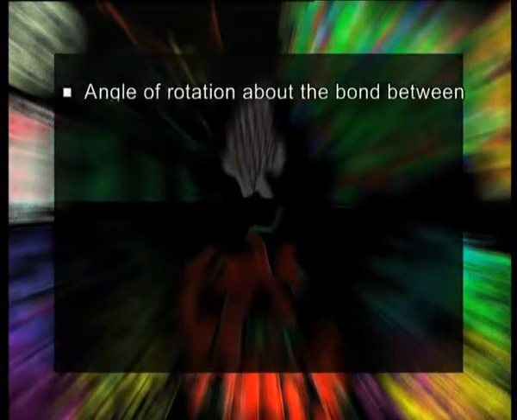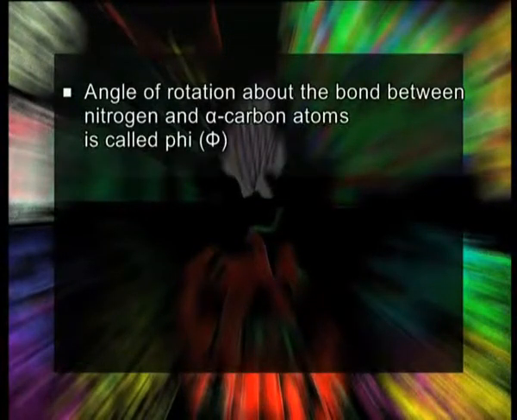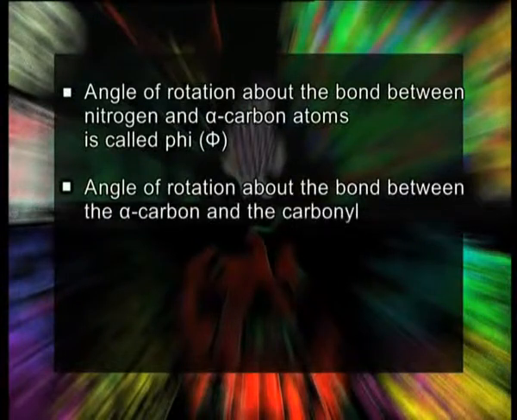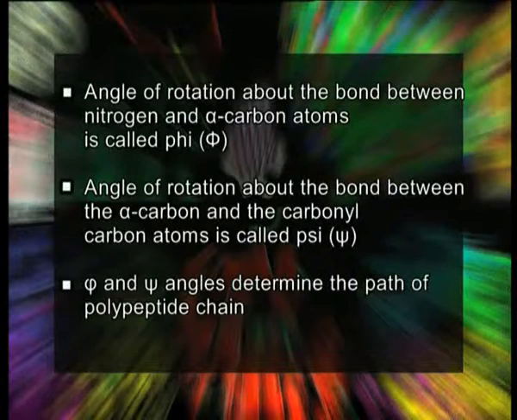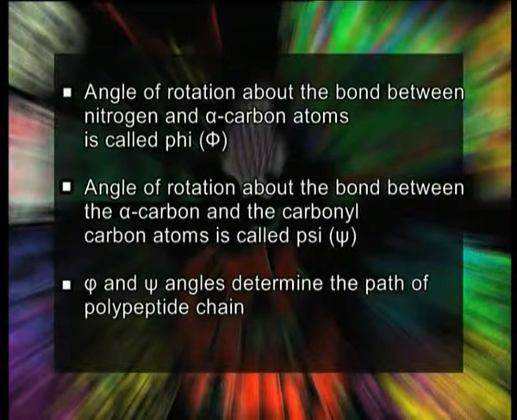The angle of rotation about the bond between the nitrogen and the alpha carbon atoms is called phi, and the angle of rotation about the bond between the alpha carbon and the carbonyl carbon atom is called psi. The phi and psi angles determine the path of the polypeptide chain.